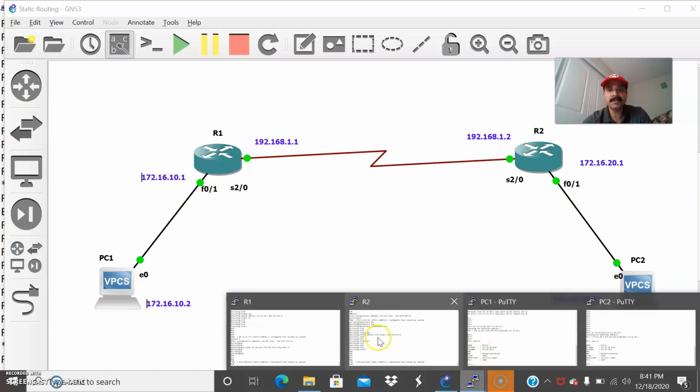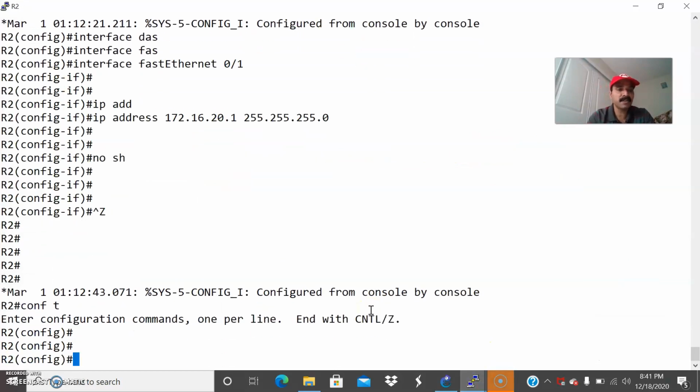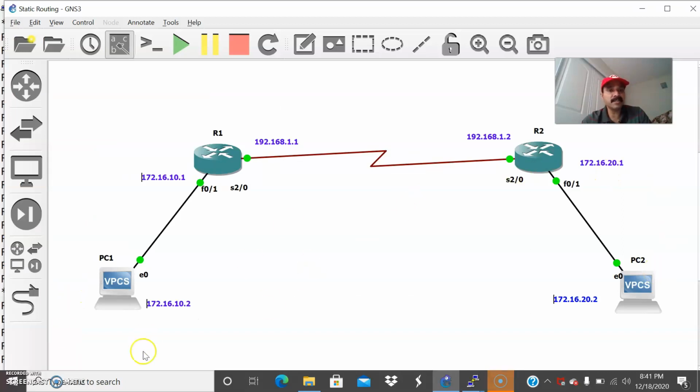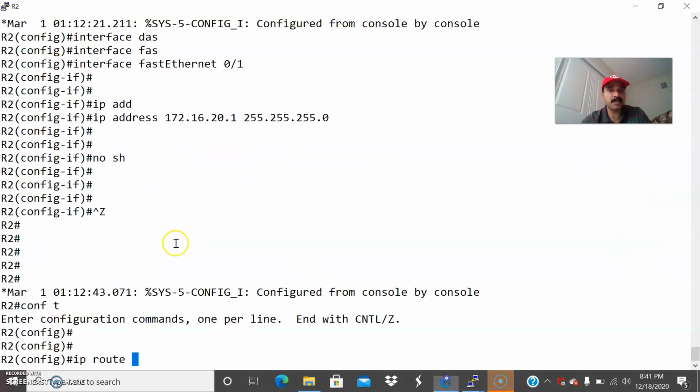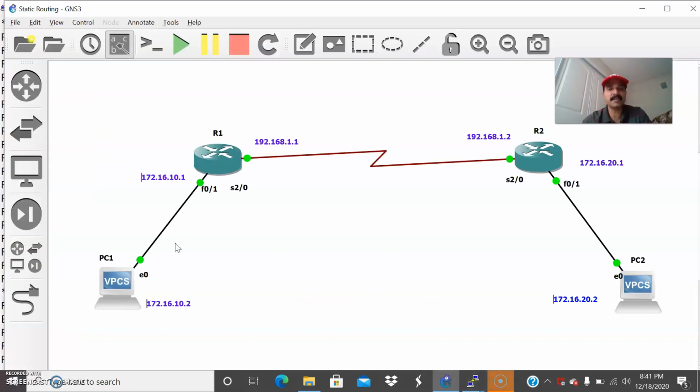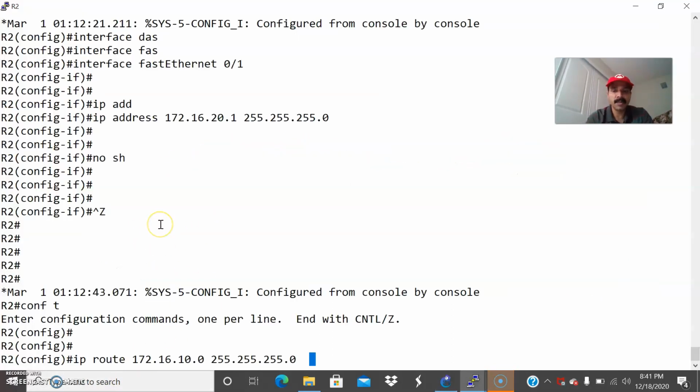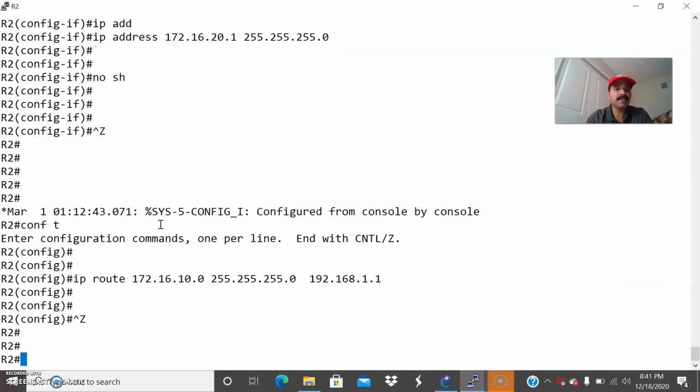Similarly, go to R2 and let us do the configuration. Configuration mode, ip route. From the R2 perspective, I am going to reach the 172.16.10.0 network. So the remote network is 172.16.10.0 followed by the subnet mask and followed by the gateway. That is the syntax. So 192.168.1.1 is the gateway for reaching the 10.0 network. So I have finished the configuration.